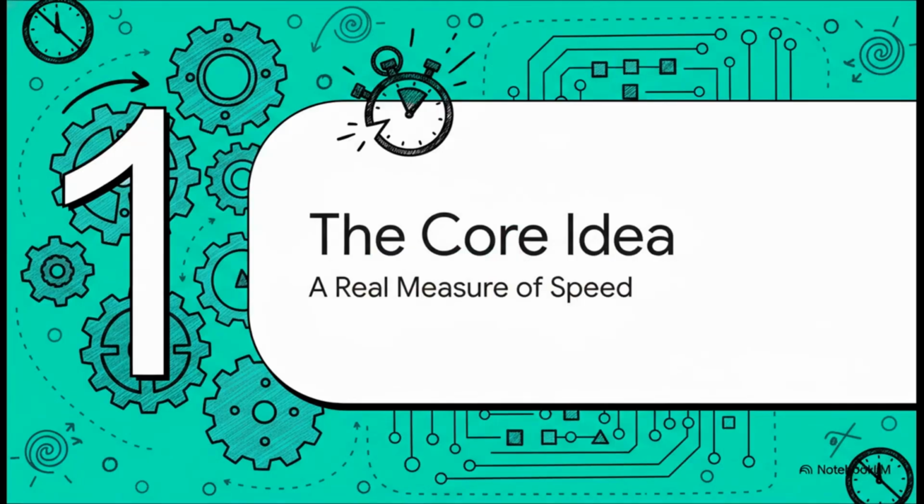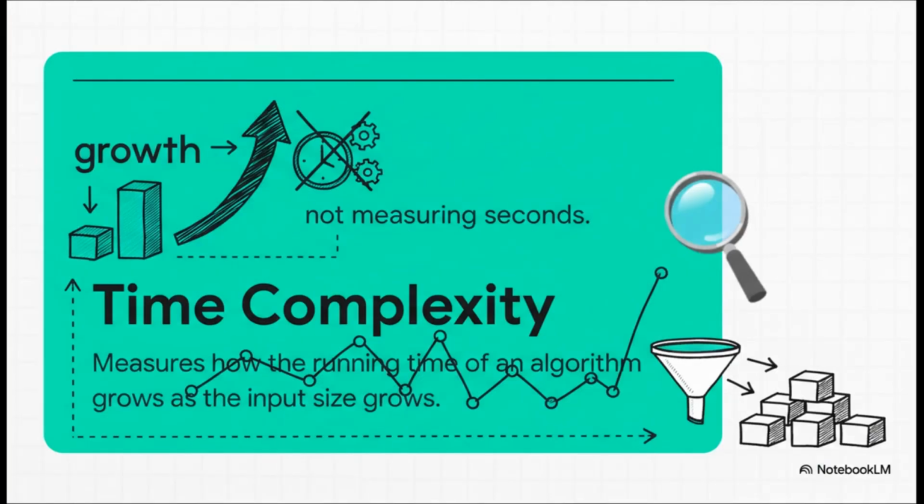Okay, so clearly we need a better way. We need a real measure of speed that doesn't care about what computer you're using. We've got to look past the seconds on a clock and get right to the heart of the code itself. And that's where this idea of time complexity comes in. And listen, this is super important. It is not about measuring seconds. Not at all. It's about measuring how the runtime grows. It answers one simple question.